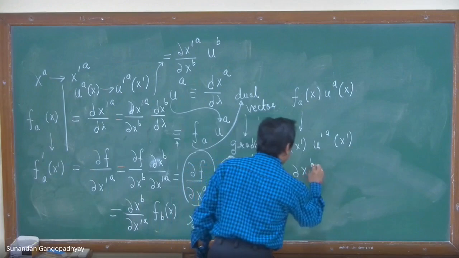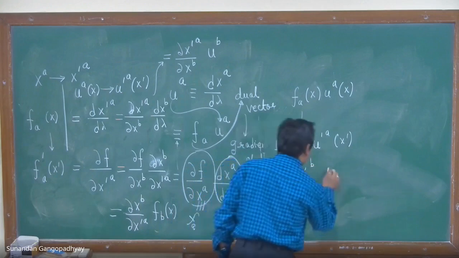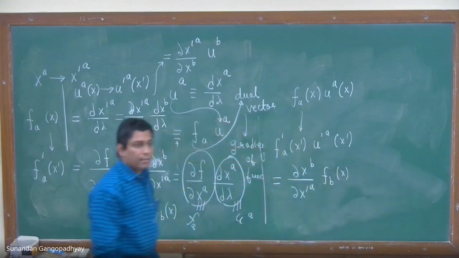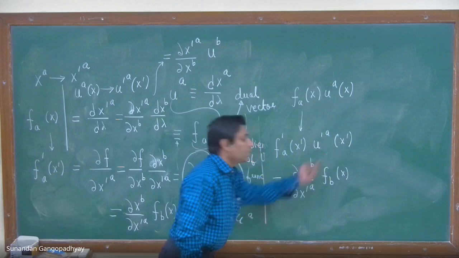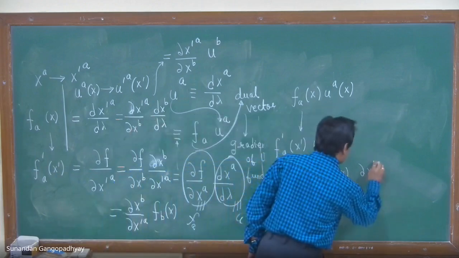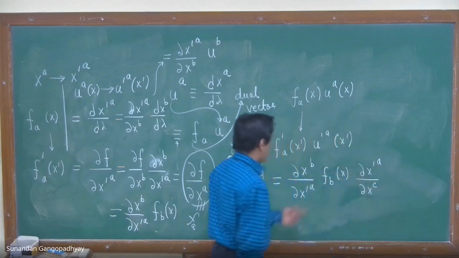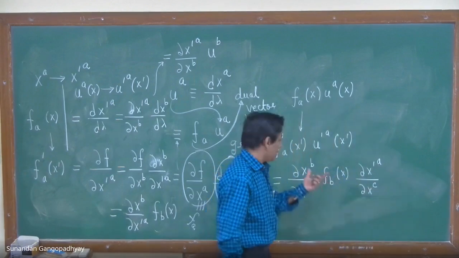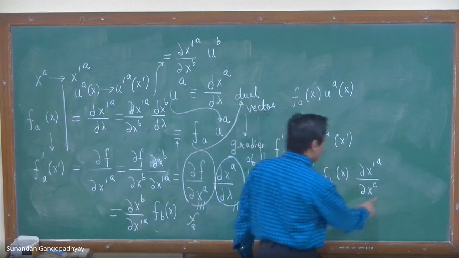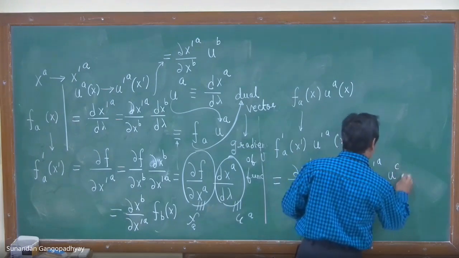that transforms like del x b over del x prime a, f b of x. How does this transform? We have derived the transformation property, that is del x prime a over del x c. I will not use b anymore because repeated indices cannot appear more than twice. Use a different index, del x c. You see.